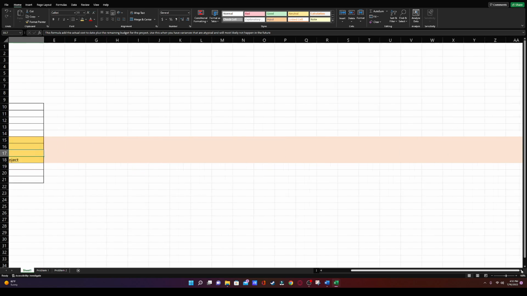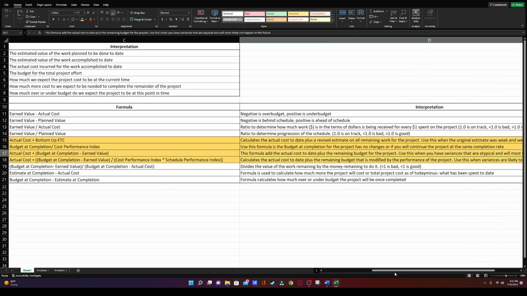Okay, and wow, this Excel does not want to scroll properly. It's because this cell is so wide.